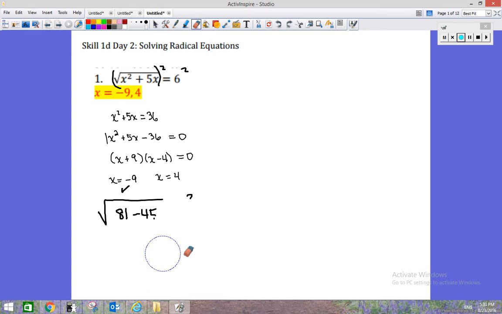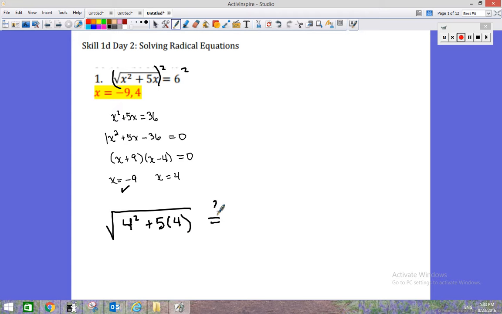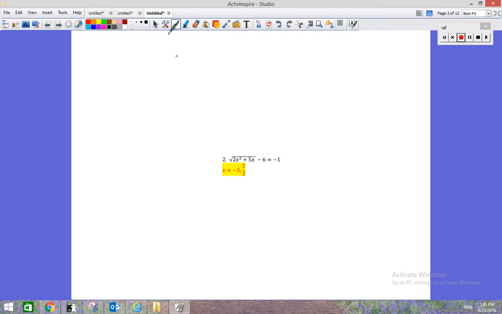Let's plug in x equals 4 into the original equation to see if it checks. On the left hand side we have 4 squared plus 5 times 4, and the question is, does that evaluate to 6? We've got 16 plus 20, and that's 36, and the square root of 36 is equal to 6. So both of those checked, and that's why on my key I had negative 9 and positive 4. So let's move on to the next one.